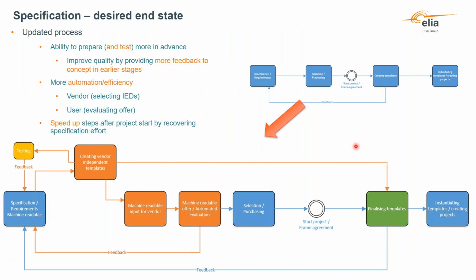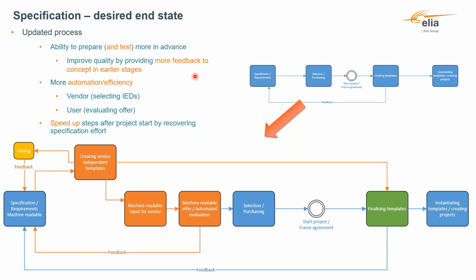So what we did is we tried to enhance the process in order to be more in line with the definition of a good specification. And what we identified is that we need to extend the part that is before the selection and the purchasing. And we do that on different levels. So we want, first of all, more ability to prepare and test things in advance.